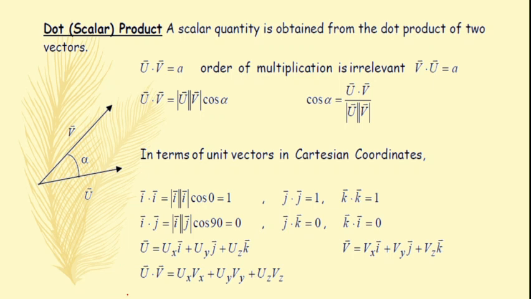Okay, and it is already discussed that if u is uxi plus uyj plus uzk, and v is another vector, vxi plus vyj plus vzk, then after taking the dot product, it becomes ux vx, the coefficient of i multiplied, plus the coefficient of j, uy, multiplied with the coefficient of j, that is vy, and here we take the product of the coefficient of k in both vectors, that is uz into vz.